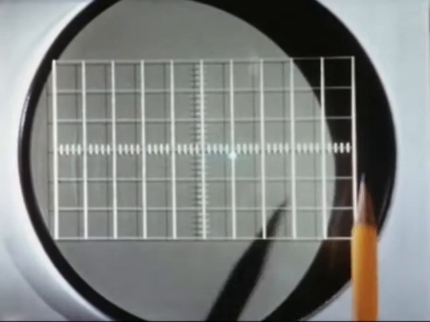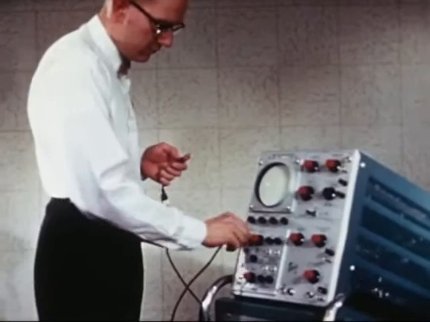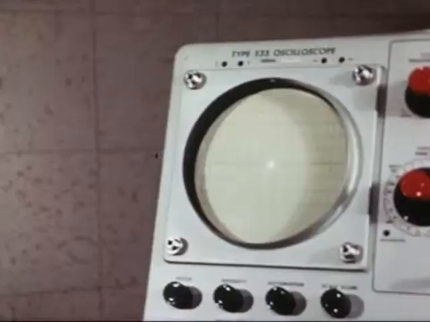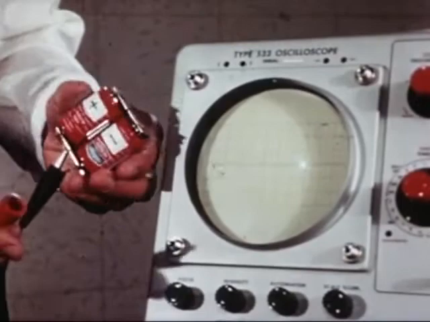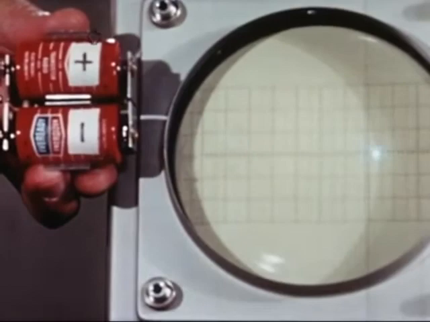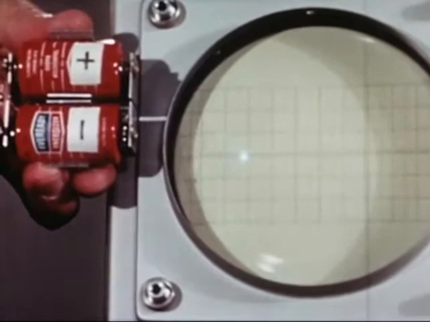Now let's take a look at the vertical amplifier section. This circuit will move the spot vertically on the screen. All we have to do is feed a small electrical signal into this amplifier and the spot moves, either up or down. If the electrical signal is positive, it will move the spot up. If the signal is negative, it will move the spot down.